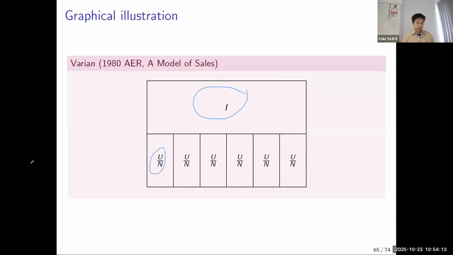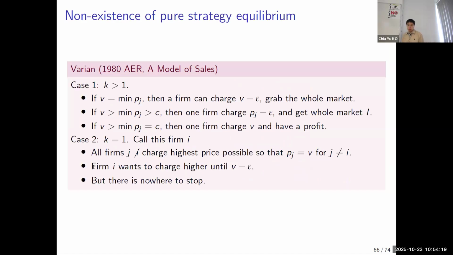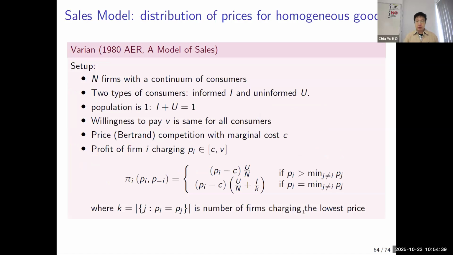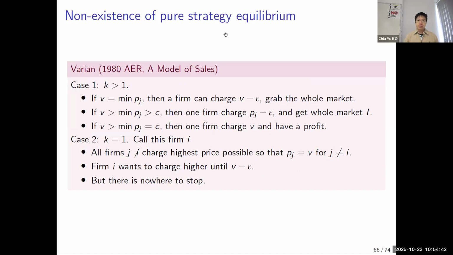Okay. And first, we try to argue that there is no pure strategy equilibrium. Okay? The argument is a little bit convoluted, but it's very elementary logic. So K, remember, K is the number of firms that charge the lowest price. So if there is more than one firm charging the lowest price, it means that two or more firms are trying to undercut.